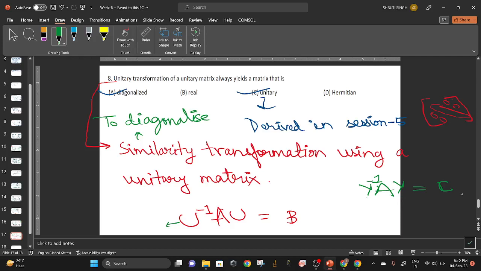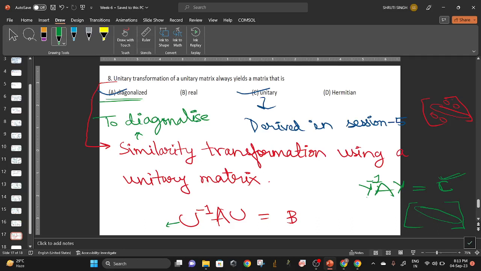Now in a similarity transformation, this resultant matrix will be a diagonal matrix, only the diagonal elements will be there. It does not matter whether Y is unitary or not. A similarity transformation will give you a diagonal matrix because it is a method used to diagonalize the matrix. So option A is also correct and C is also correct.